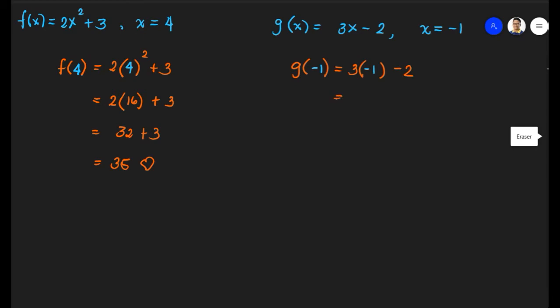Let us simplify the right side. 3 times -1 is actually -3. You copy -2. Combining like terms, you add the two numbers and copy the signs of the two numbers. We have -5. In conclusion, the value of the function g of x equals 3x minus 2 is equal to -5 when x is equal to -1.